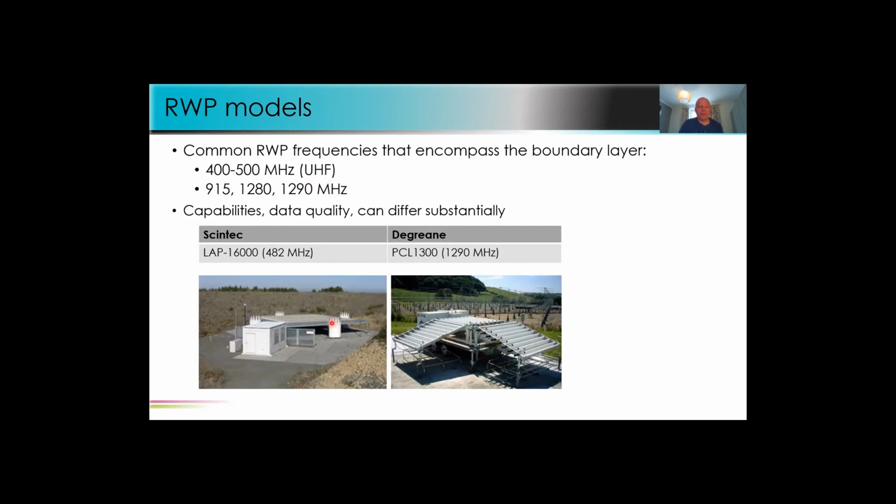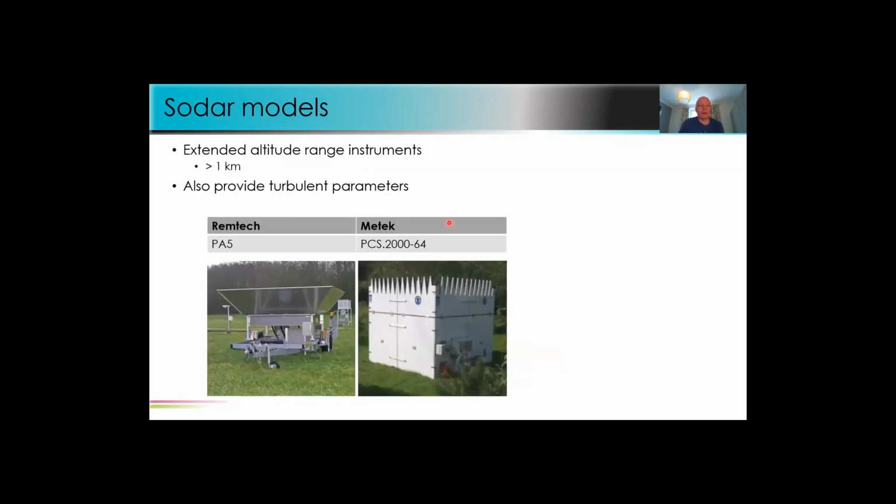Okay, so the first one, this one here, can see all the way to the tropopause and probably much further, whereas this one can usually see to about 1.5 to 2 kilometers. So we'll cover the boundary layer. And if we go for SODAR models, again, I'm only thinking about the extended altitude range instruments, so ones that can see above 1 kilometer. Again, there's two main manufacturers here, which are Remtech and Metek. And again, this is probably about, say, 5 meters by 5 meters. So these are much larger than some of the instruments that are quite often used for nearer surface profiling.